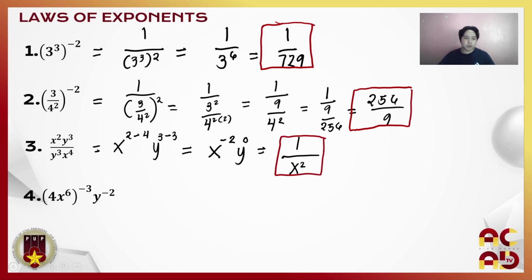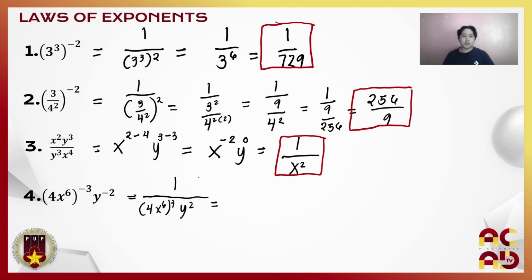Yan. So, let's proceed na to sample problem number 4. We have 4x raised to 6, quantity raised to negative 3, y raised to negative 2. So, mapapansin natin dito na may negative exponent ulit. So, what we should do is to reciprocal. So, magiging 1 over 4x raised to 6, magiging cube na siya dito, y squared.